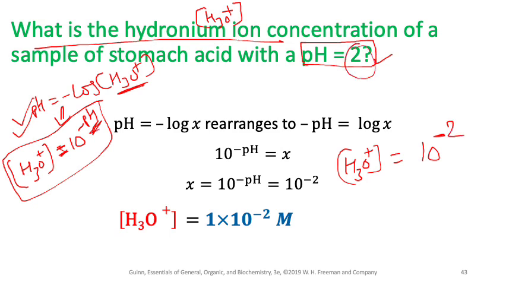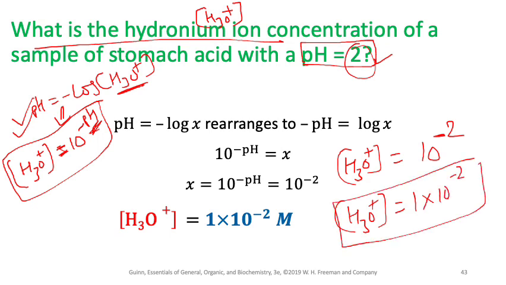So H3O plus concentration is equal to 10 raised to the power negative 2, or you can write the same number as 1 times 10 raised to the power negative 2, because it doesn't matter if you multiply any number by 1. Right? So this is how you normally do it. If you have any pH number given, just use this formula and then use your calculator. You will end up with your answer for the hydronium ion concentration.